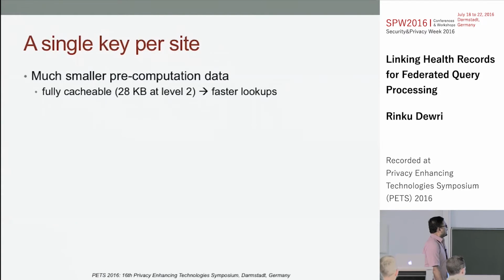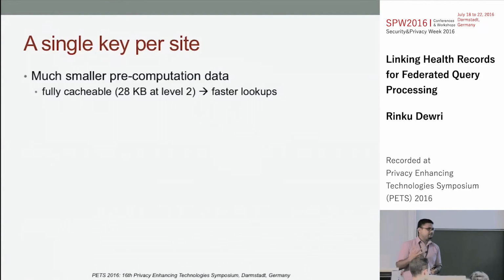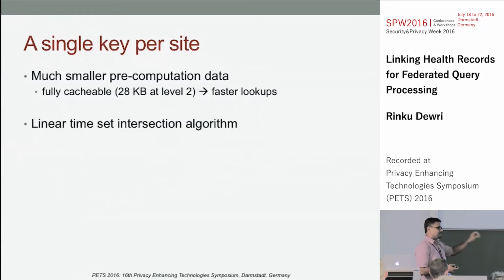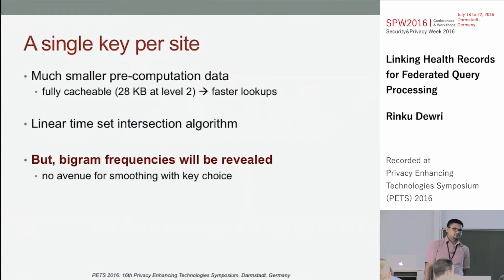Now, there is an advantage to using a single key per site. First of all, if I just use one key, then my pre-computation data will be very small, so small that it can fit in the cache. If it can fit in the cache, then the lookups will be much, much faster when I do this linkage operation, because the linkage is nothing but lookups on the table. Second, I can use a linear time algorithm to do the set intersection using a hash table or something. But of course, the frequency attacks are still possible, and I do not have keys now to choose from to flatten the frequencies.